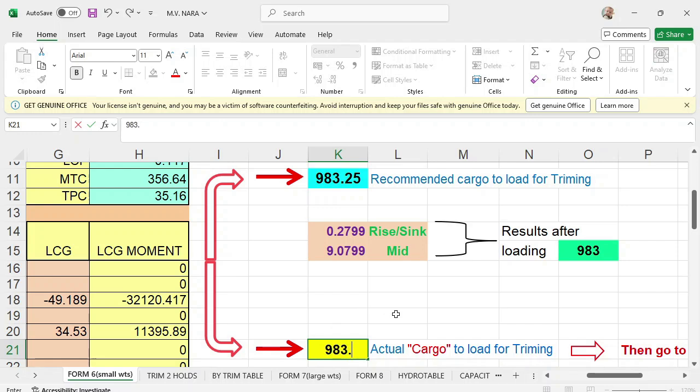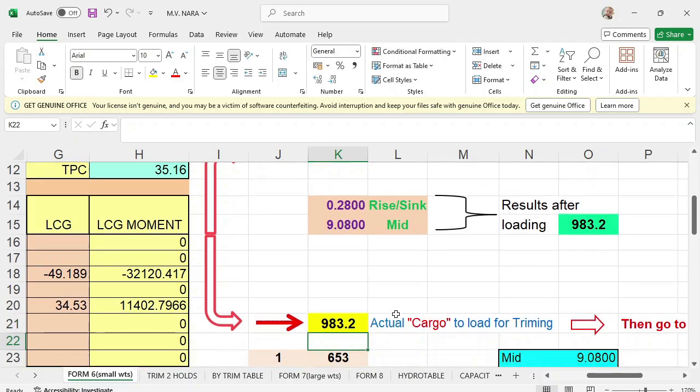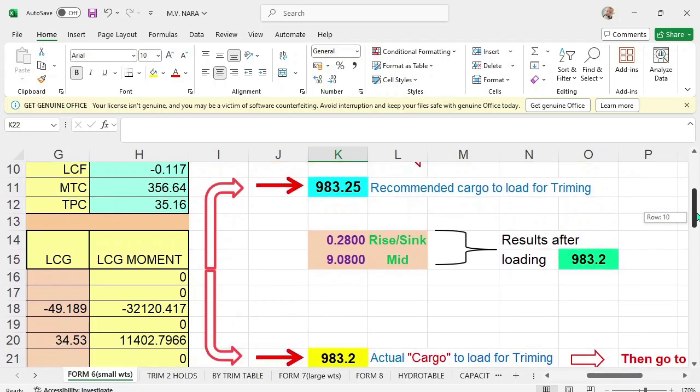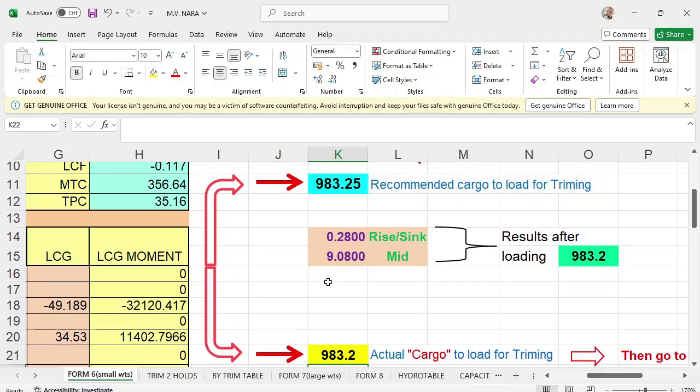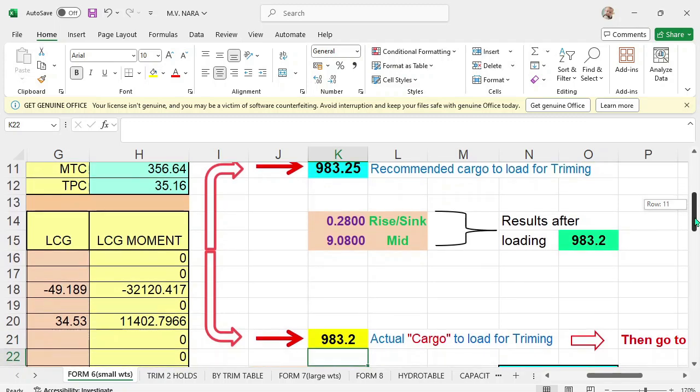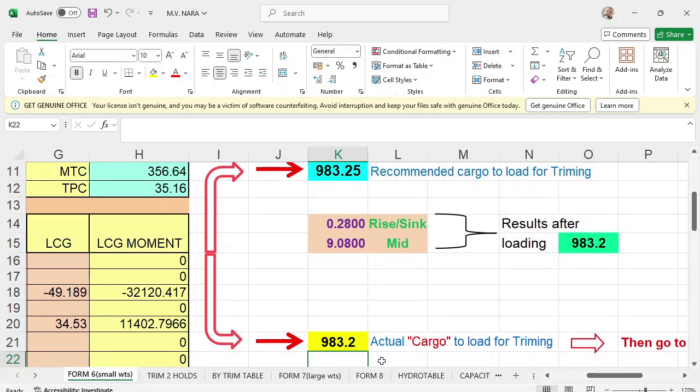983.2. Okay. So when you load 983.2 as the recommended cargo to load, your draft mean will be 9.08 and your sinkage is 28 centimeters. Okay. For the sake of computation, now this is the actual cargo to load for trimming.